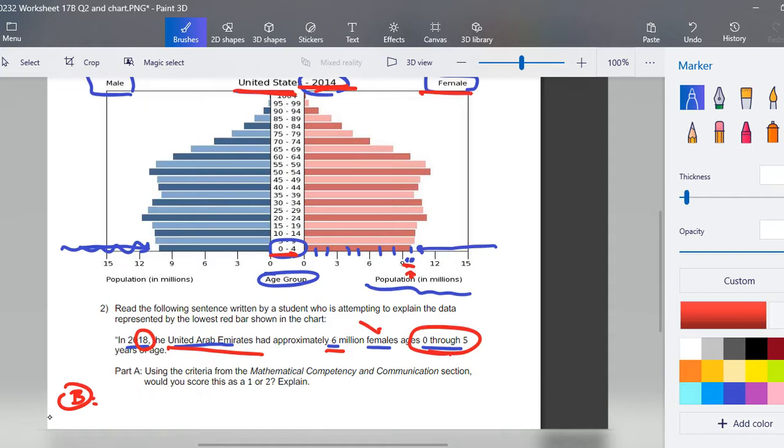So something you may have written on part B could be the following. In 2014, the United States had approximately 10 million females between the ages of 0 through 4 years of age.